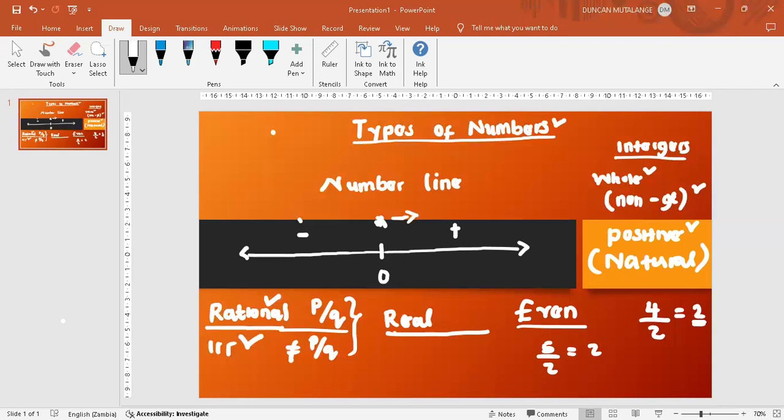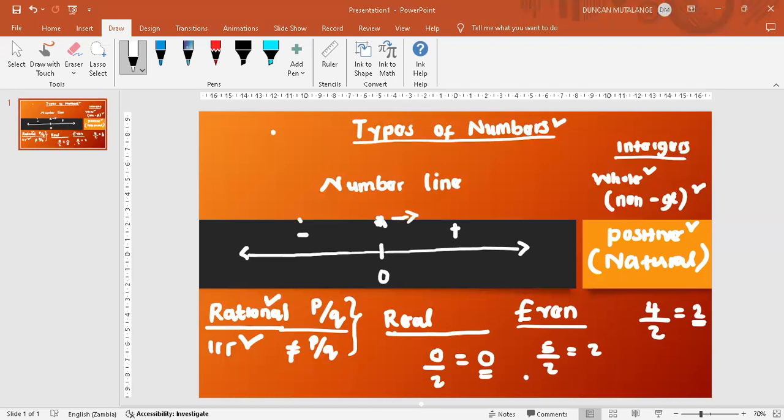Okay, now one of the questions that most students ask me is about 0. If you get a calculator and say 0 over 2, the answer is going to give you 0, right? So is there any remainder? No. So does that make 0 an even number or not?